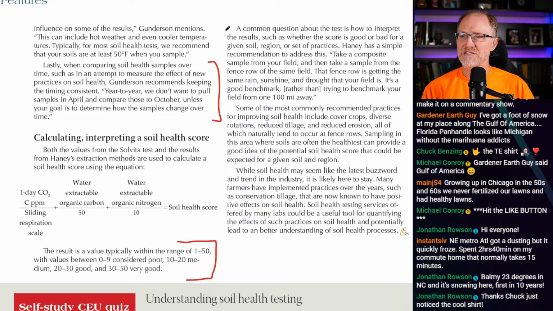A common question about the test is how to interpret the results, such as whether the score is good or bad for a given soil region or set of practices. Haney has a simple recommendation to address this, and this is what I hear a lot of. Take the test from a good area, take the test from a bad area, and see if they differ. Okay, well, let's say they differ. So what? Maybe it differs in your area because you've been fertilizing it. Maybe because you've been aerifying it, or maybe because I'm applying nitrogen, maybe because the grass is growing more and there's more root exudates in that soil. So maybe it's healthier because of that, or maybe the boundary is more healthy.